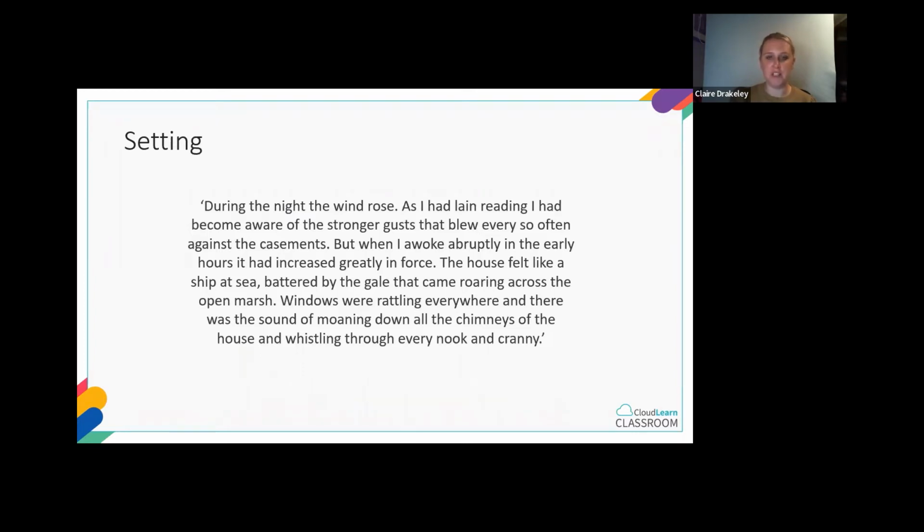During the night, the wind rose. As I had lain reading, I had become aware of the stronger gusts that blew every so often against the casements. But when I awoke abruptly in the early hours, it had increased greatly in force. The house felt like a ship at sea, battered by the gale that came roaring across the open marsh. The windows were rattling everywhere, and there was a sound of moaning down all the chimneys of the house and whistling through every nook and cranny.